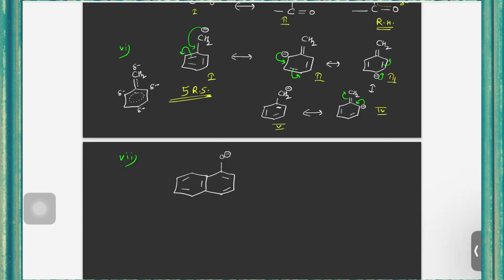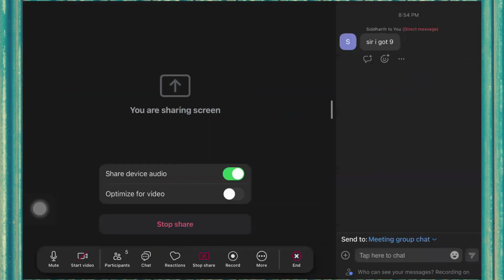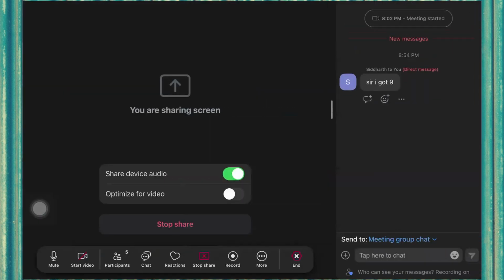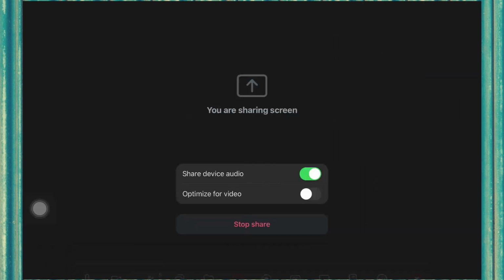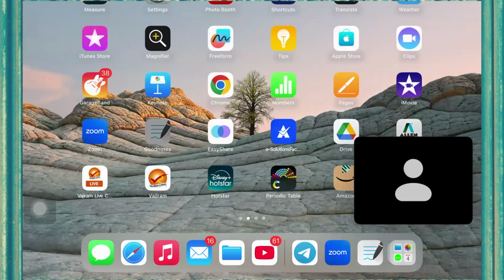Sir, I got 9 now. Who got 9? Siddharth got 9. Even I got 5. Okay, Siddharth got 9, and Anirudh got 5. Afik, you got 5 also. Yes, sir. Ovia didn't get any. Let us see how to do this.